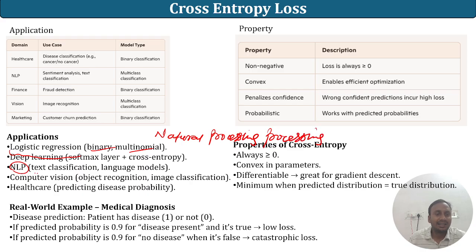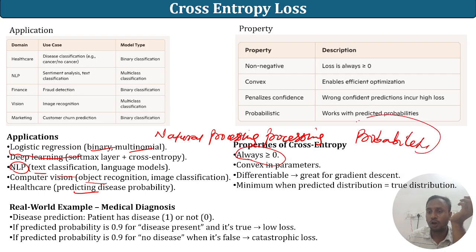In text classification, language models, computer vision, object recognition, image classification, and healthcare, we predict things like the disease or disability. If we talk about probability, cross entropy will always be zero or greater. Why? Entropy can't be negative; it should be non-negative. It's convex in the parameters, so there is only one minimum, but the maximum can be anything. And it's differentiable, which is great for gradient descent.